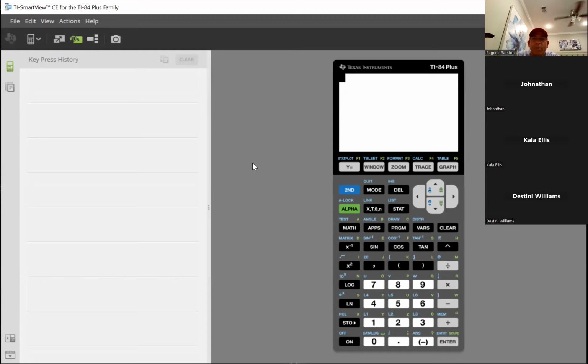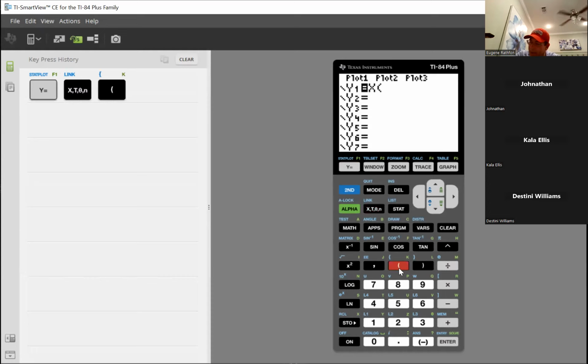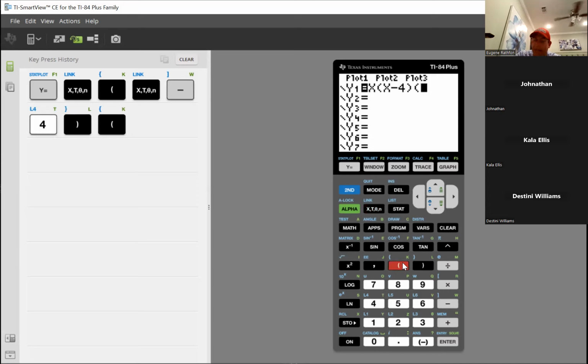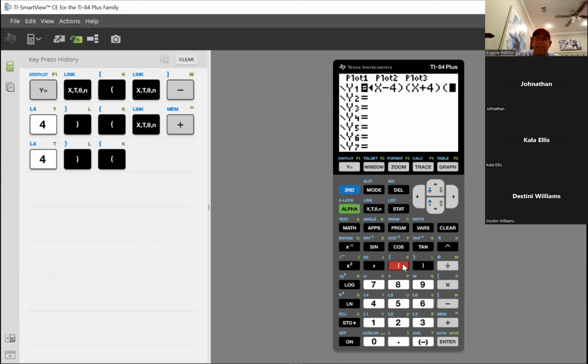All right, y'all. So first we want y equals. And I'm gonna put in what I had. I had an x. Then I had parentheses. I had what? X minus 4. Close parentheses. Then I had a x plus 4. And then finally I had an x minus 6.